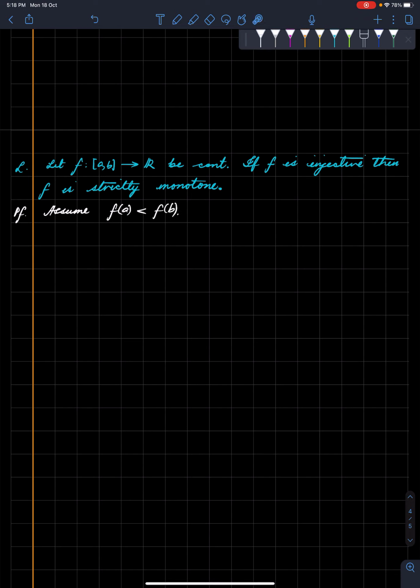There are three possibilities: either f(a) equals f(b), or this, or that. If f(a) equals f(b), then injectivity would be contradicted, so that case simply cannot arise. So there are two cases. We'll just argue for this case, because the other case is perfectly symmetrical. So we'll assume this, and then we'll show that.